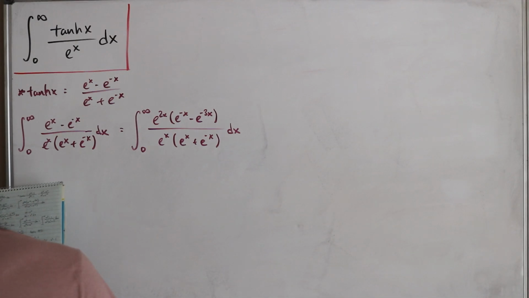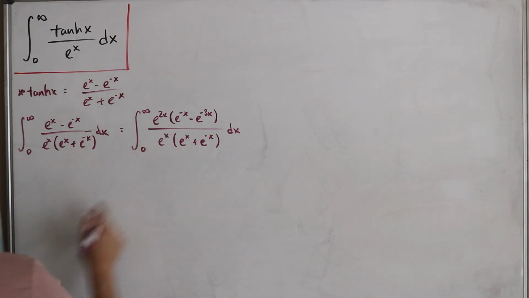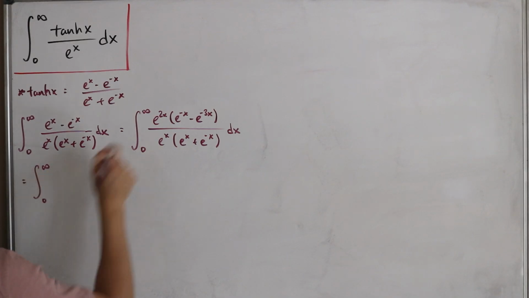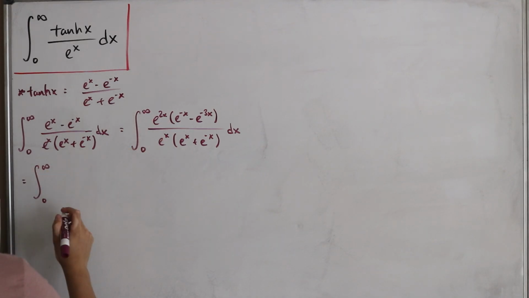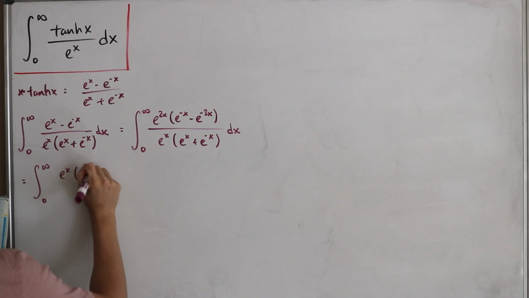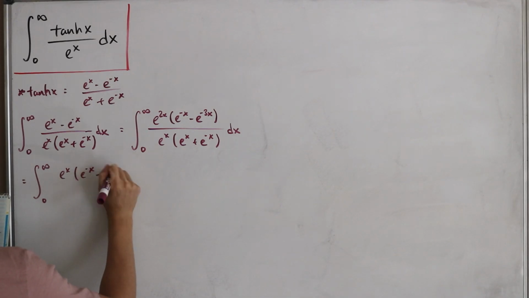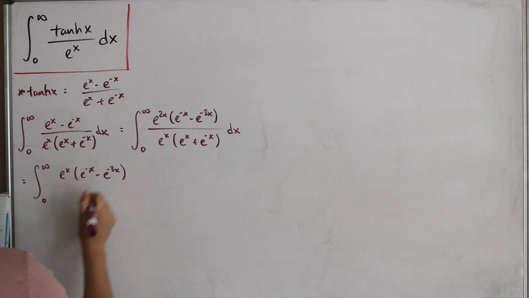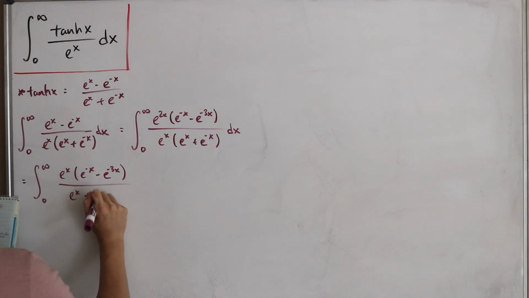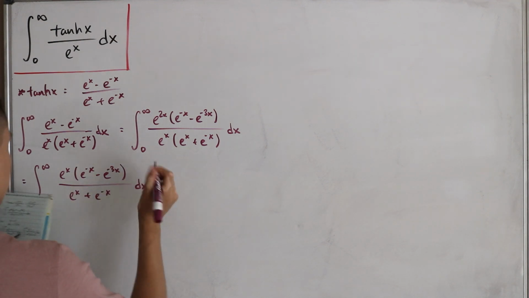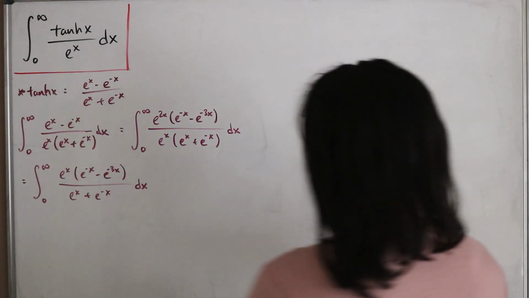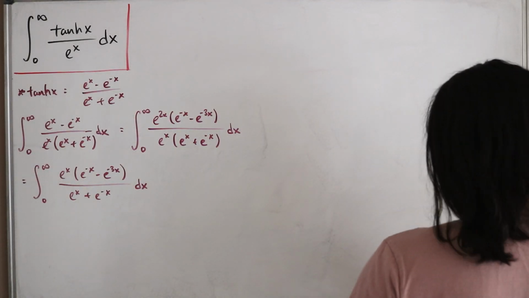Now let's cancel some things out. So now we're just left with 0 to infinity. That's going to get rid of the e to the x in the denominator. So then e to the x multiplied by e to the negative x, subtract e to the negative 3x, but divided by e to the x plus e to the negative x, and then dx. Okay, so there we have it. This is what we're dealing with so far. Everything is in terms of the exponential function.